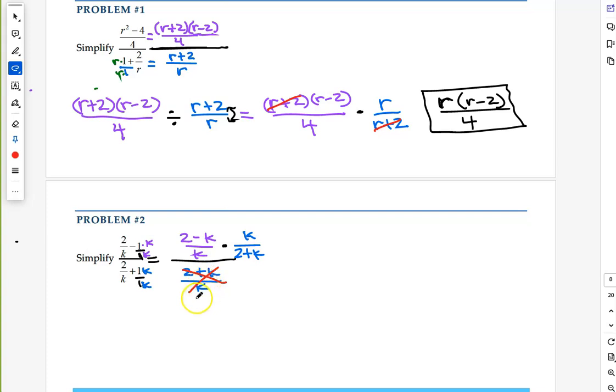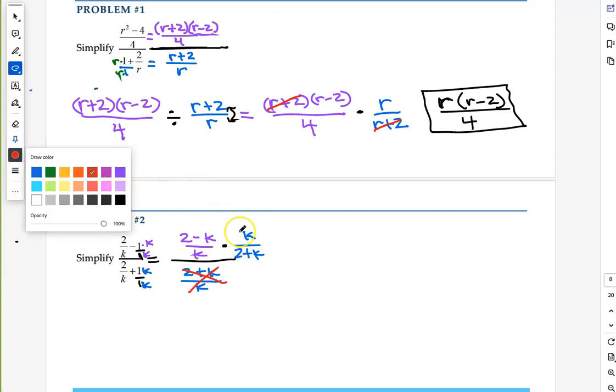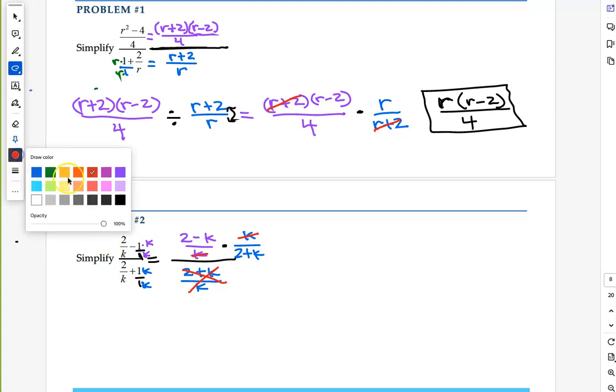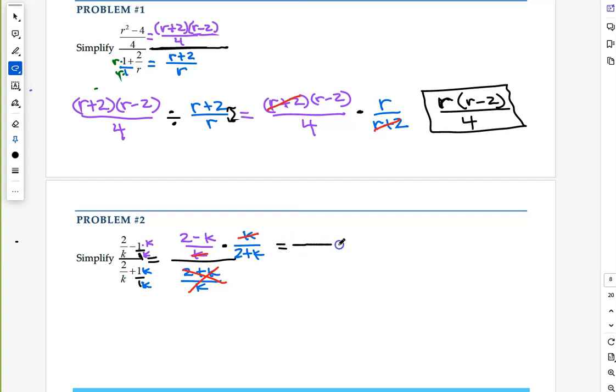Right? That bottom fraction is kind of like my second fraction. That's the one I need to flip. And then I want to see what there is that I can divide out. Well, this k and this k can divide out. Anything else that can divide out? Well, your 2's can divide out, right? No, they can't. Because one's minus and one's plus, right? So they can't. They'd have to be connected by multiplication in order to divide those out.